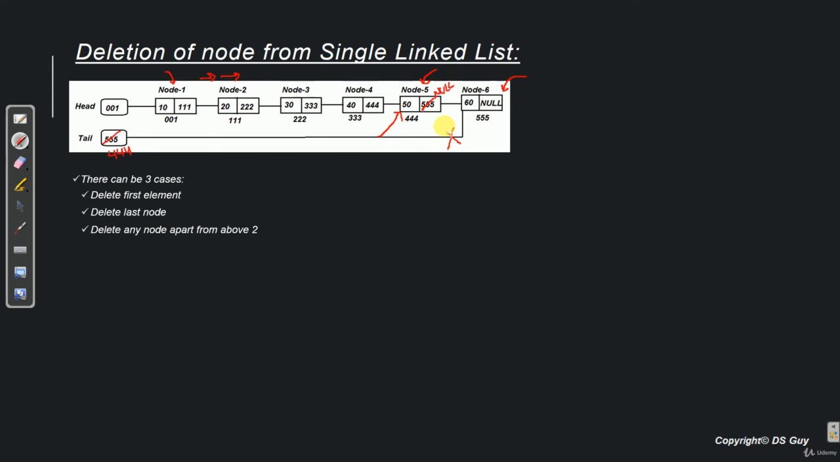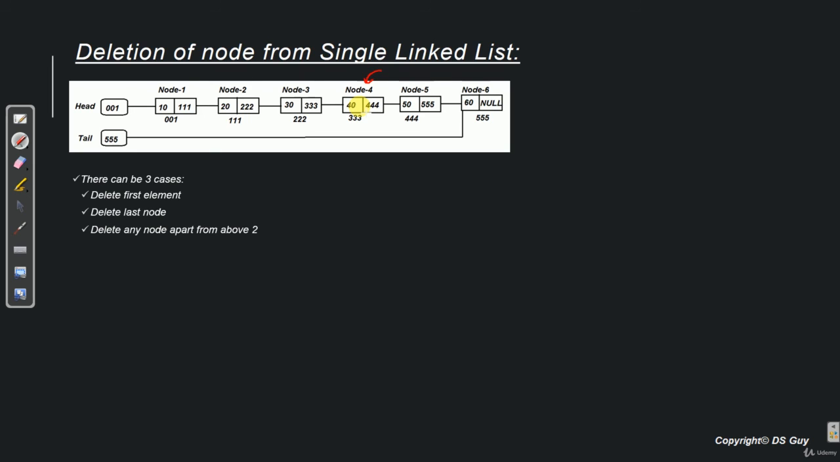Now as we can see, node 6 is not being pointed to by anything anymore. Hence it is eligible for garbage collection and it will automatically get destroyed. So that was all about deleting the last node. Now let's see the third case, which is deleting any node in the middle of the list. So let's say we want to delete node number 4. Now how do we do that?